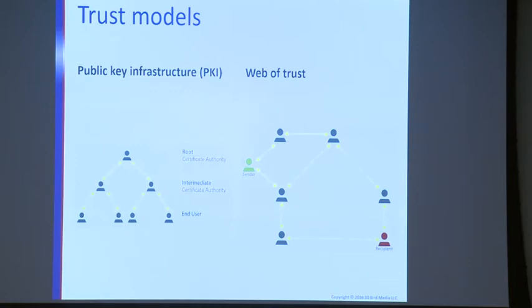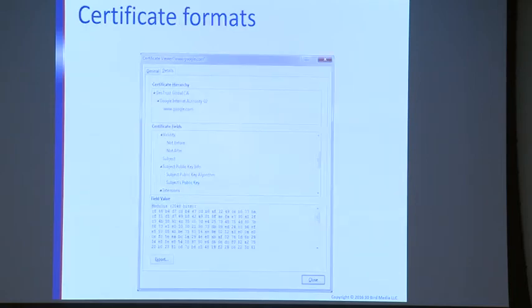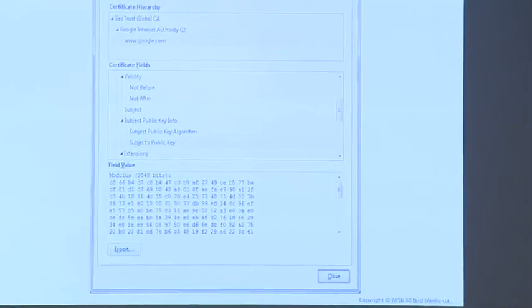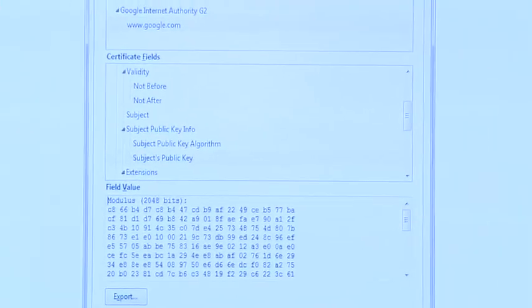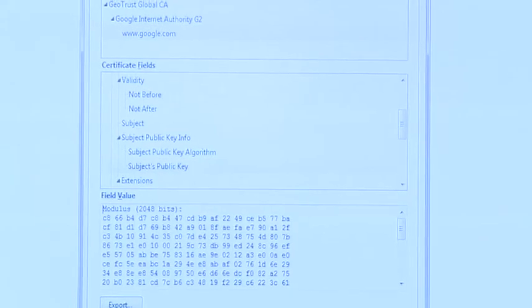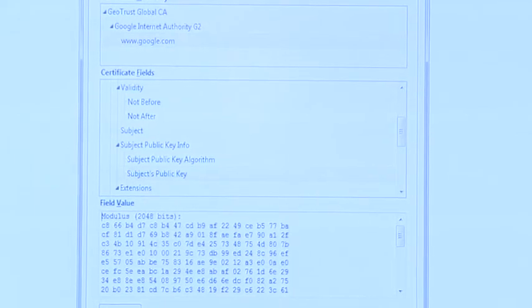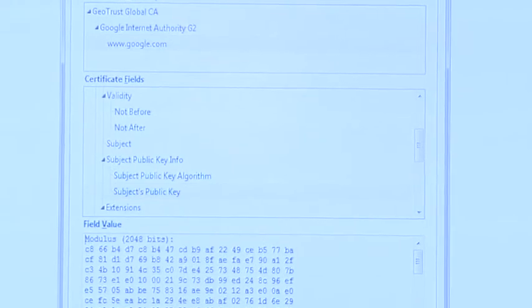That's how it's built. That's the web of trust and how it's built. So when we take a look at the format that we have for the certificate authority, this would be one of the ways that we can take a look at it. This would be on a Windows box itself. So when you're taking a look at it, it's telling me about the trust, the Google Internet Authority, the validity dates, not before, not after, subject information about the subject, who you are.